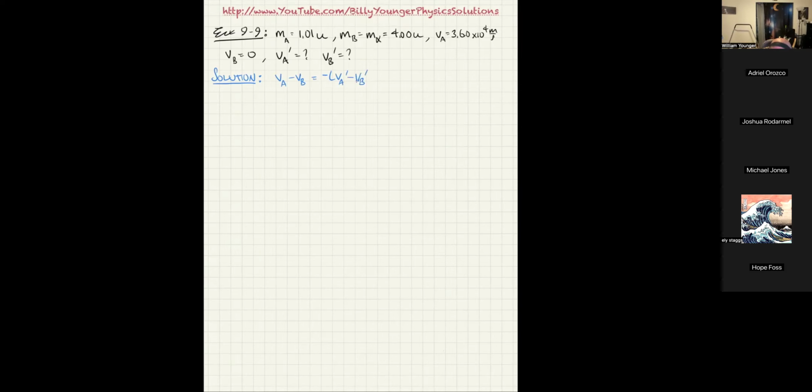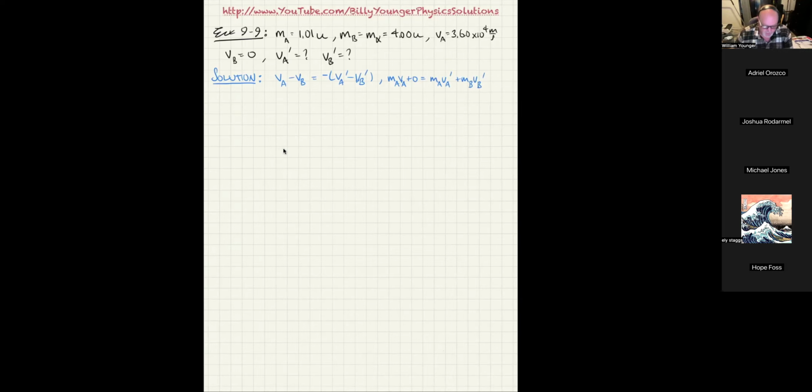And then, of course, we also have the conservation of linear momentum equation, and that is MAVA. We're talking one dimension here, so MAVA, and since this one has the target particle, the MB, moving at zero initial velocity, I'll just write plus zero, is equal to MA VA prime plus MB VB prime. So that's what we're going to try to make use of and see if we can solve this problem for VB prime and VA prime.